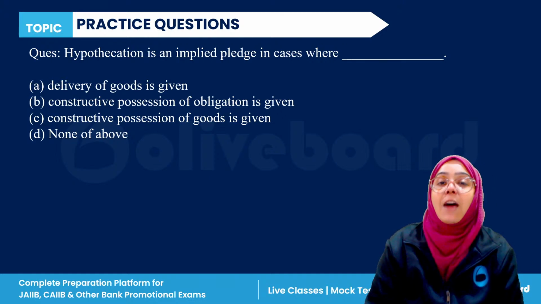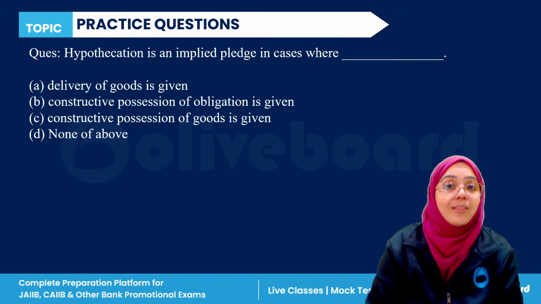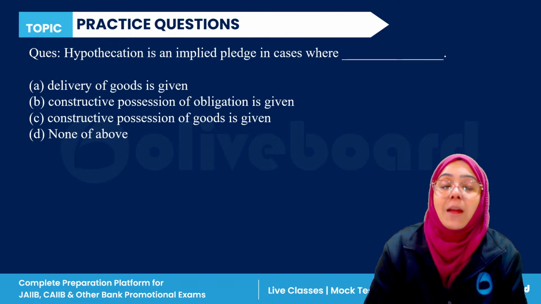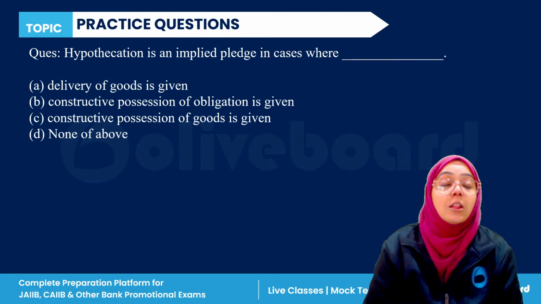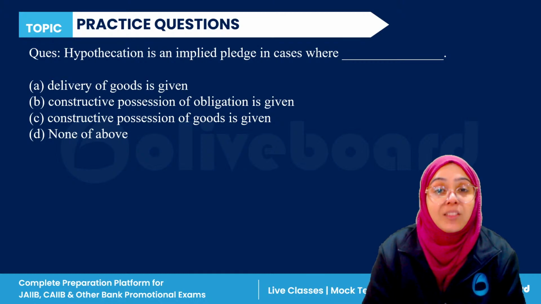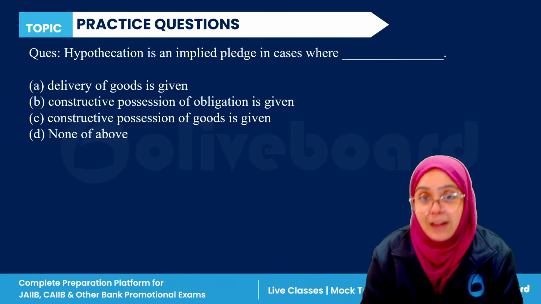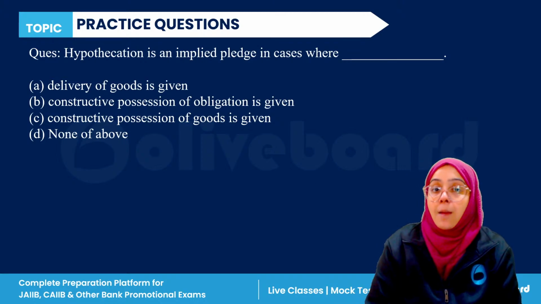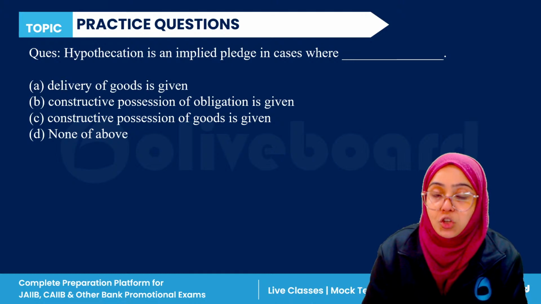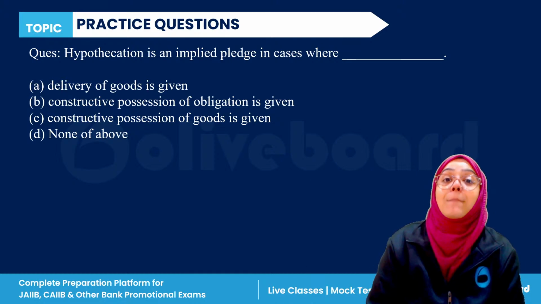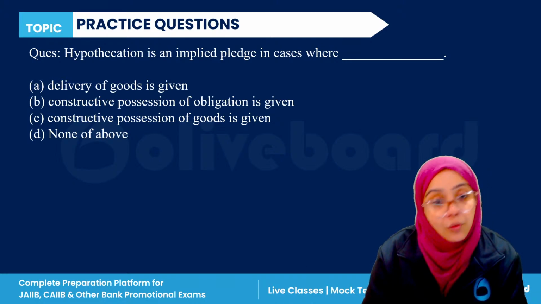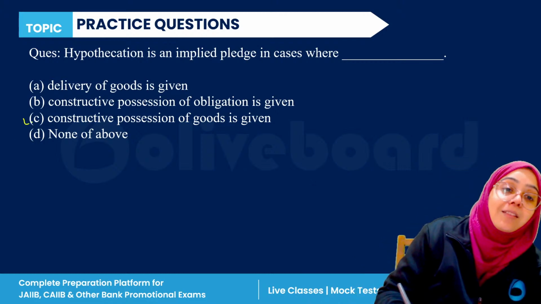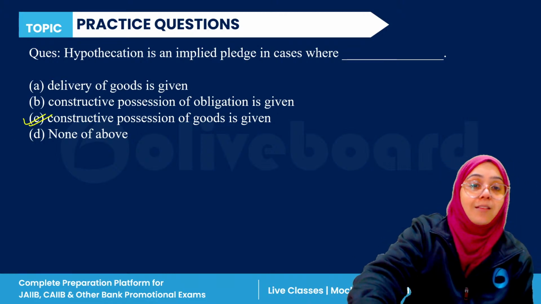For example, I have hypothecated my car. A car is a movable asset. I have given my car to the bank for the loan, but the possession is not transferred to the bank. I still have the possession of my car, but I have given the constructive possession. It means I have deposited my papers to the bank. So it is called constructive possession. C is the correct answer here.